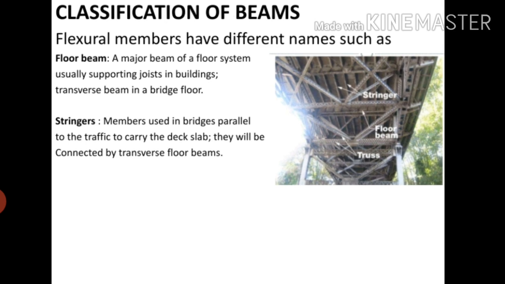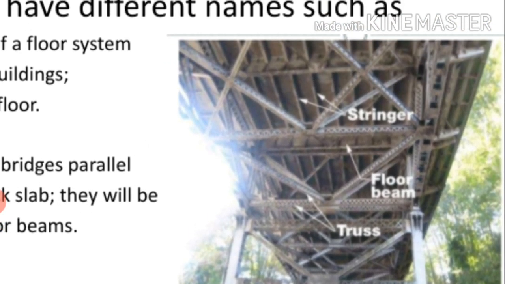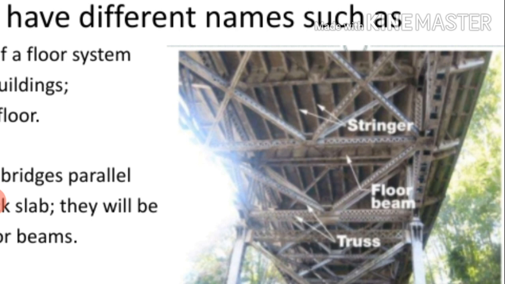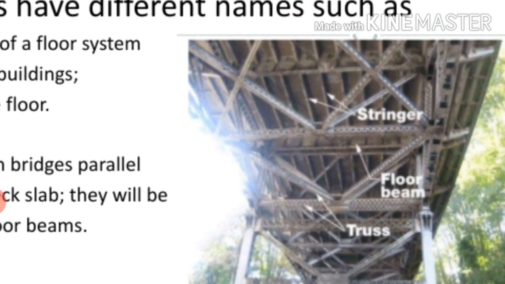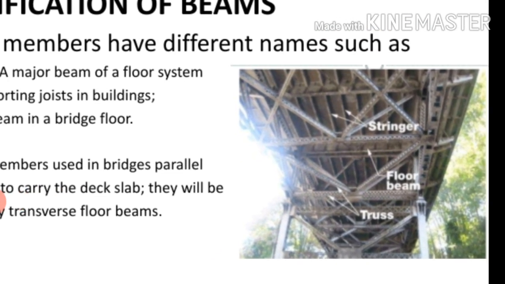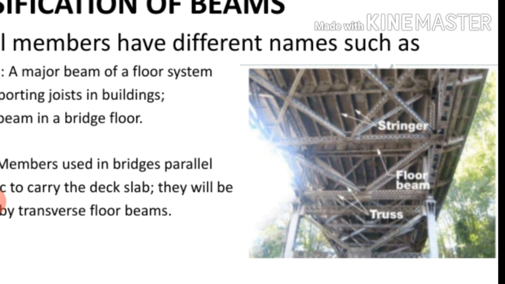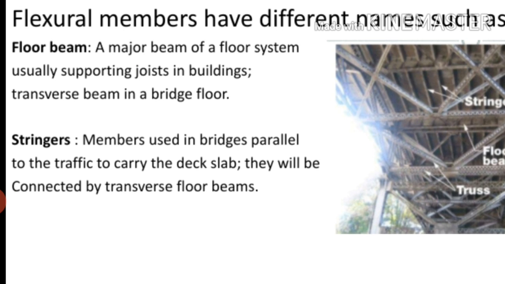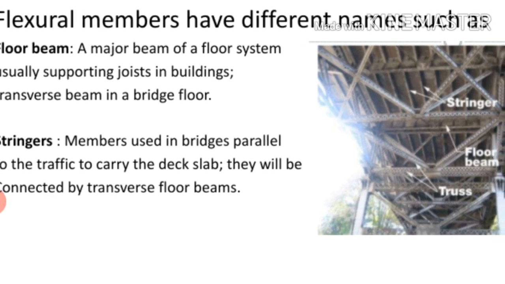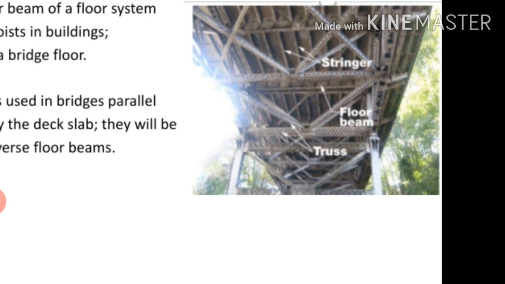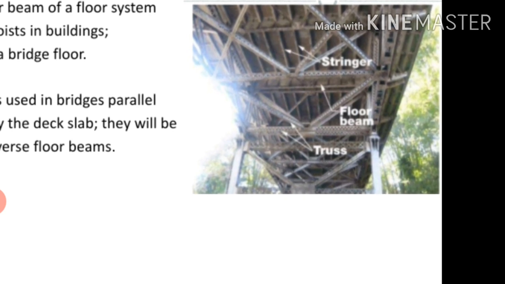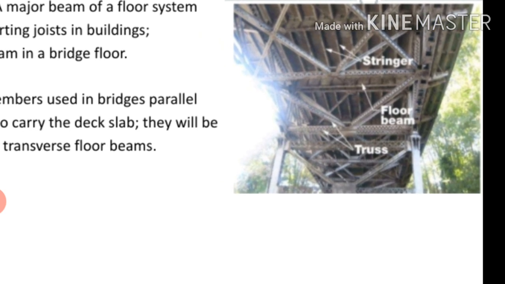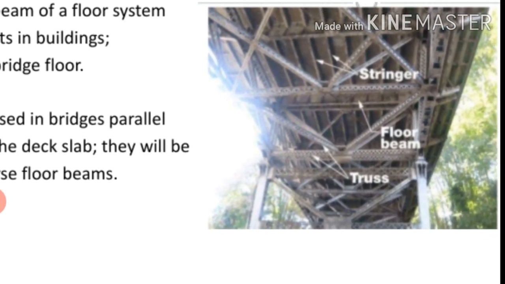So let us look at this figure. Here you can see the floor beams and also the stringers. A floor beam is also called a main beam, or even a primary beam. That is a major beam of a floor system, usually supporting joists. Joists are nothing but secondary beams, also called secondary beams in buildings. Generally these floor beams will support the joists, and in bridges they are provided in a transverse direction.